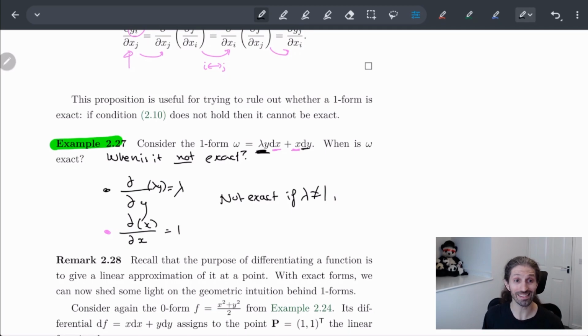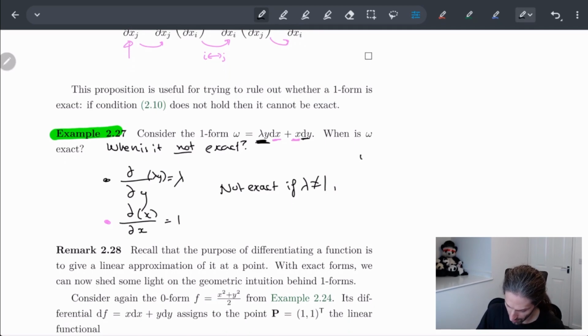Okay, so when is this exact? So when is omega exact? So now the question is, is omega exact when lambda equals 1?